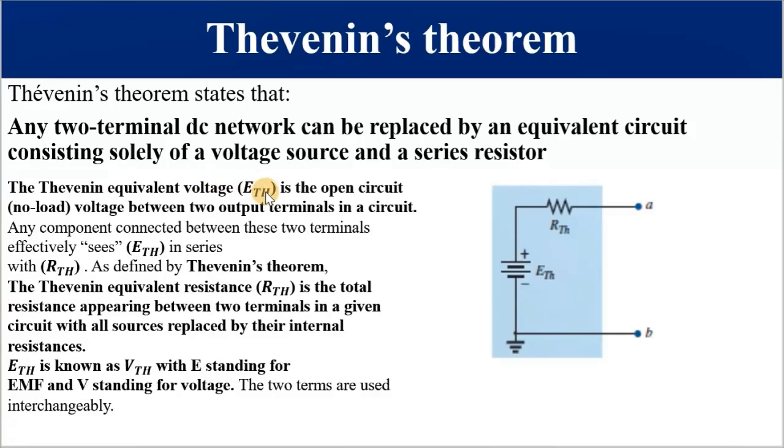So we talk of E Thevenin. And what is E Thevenin? This is the open circuit or no load voltage between the two terminals, A and B. We know that the voltage across this open circuit is E Thevenin. It is also known as V Thevenin. Then R Thevenin is this series resistor, and it is the total resistance that appears between the two terminals in a given circuit when all sources are replaced by their internal resistance. You remember internal resistance from when we did the superposition theorem. E Thevenin is also known as V Thevenin, with E standing for EMF and V standing for voltage, and the two are used interchangeably. Take note of our Thevenin equivalent circuit.